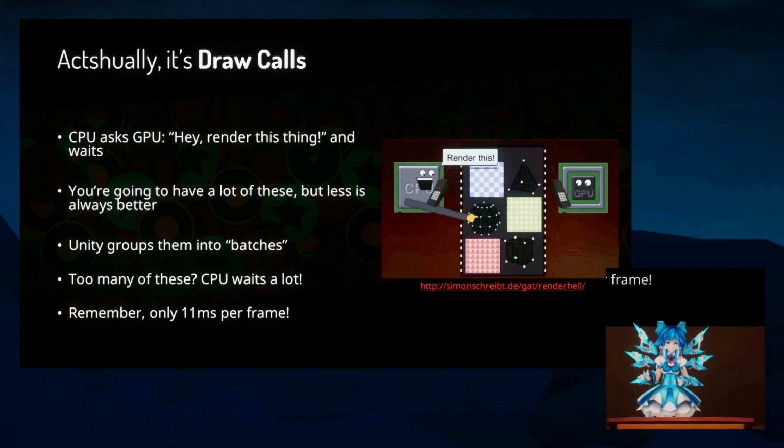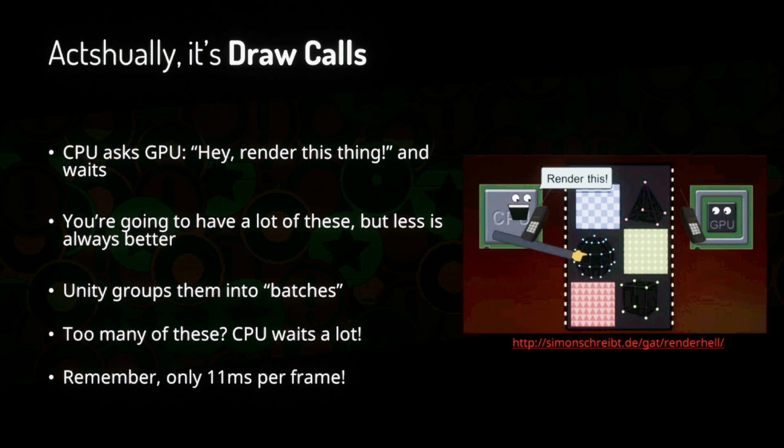Again, hey, render this thing is essentially all that it is. It is the CPU saying, please render this to the graphics card. It passes it a mesh, texture, a shader program, and it executes and passes back the result. You're going to have a lot of these, no matter what. Unity can group them into batches depending on a couple of different conditions, but the most important thing here is if you have too many of them, the CPU has to wait a lot.